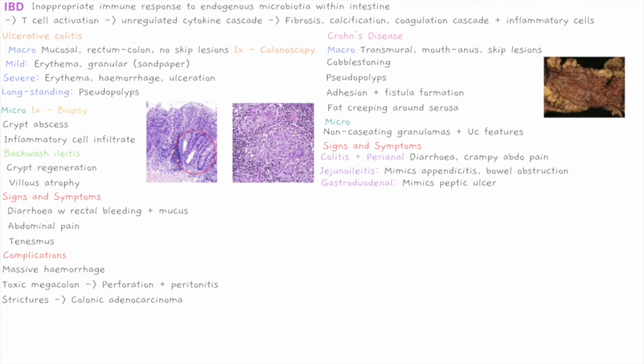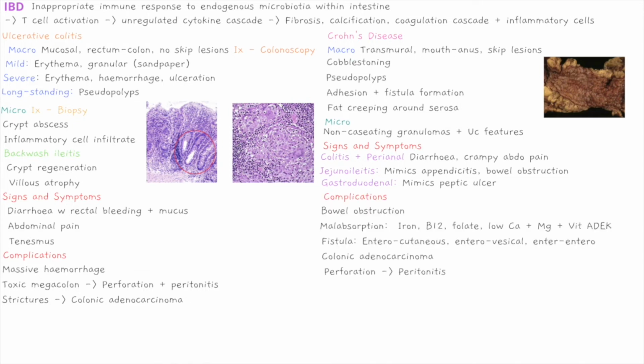If it causes ileocolitis, it can mimic appendicitis, so right iliac fossa pain and fever, as well as bowel obstruction features. Jejunal ileitis can cause malabsorption and steatorrhea, which we'll talk about more under complications. Finally, Crohn's in the gastroduodenal area would mimic a peptic ulcer, for example, epigastric pain and nausea and vomiting.